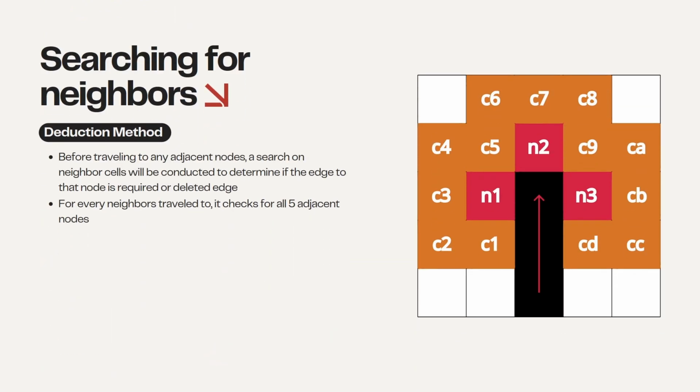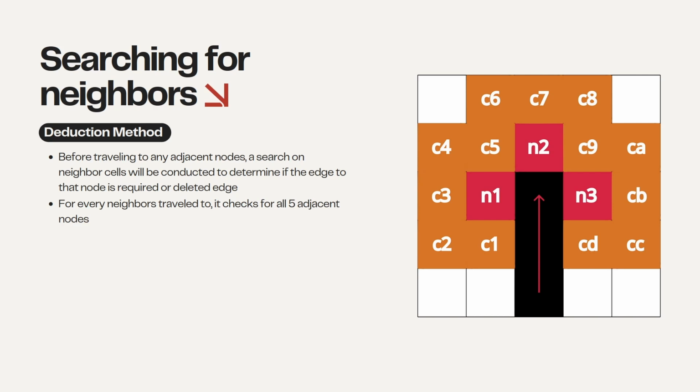First, how do we divide these edges? Whenever we travel to a neighbor cell, we will conduct a search and check for every neighbor around us, for example N1, N2 and N3 on the graph here. For every neighbor, we start by checking the find adjacency node to see if that neighbor is required or delete edges.